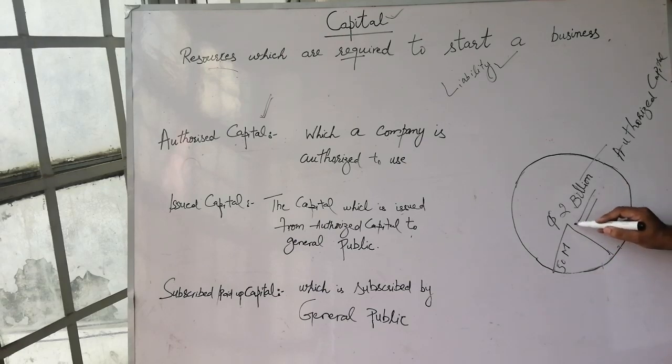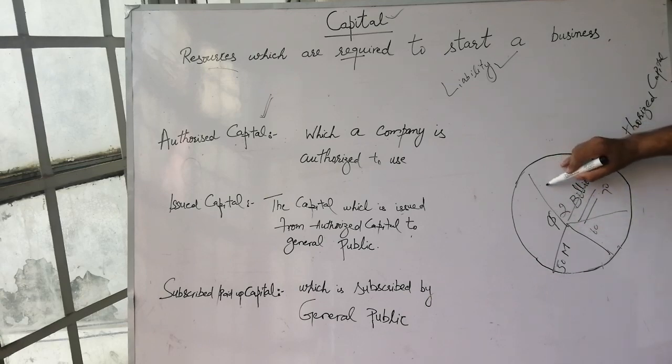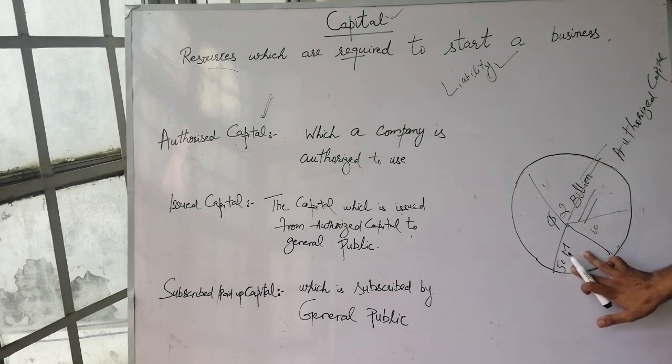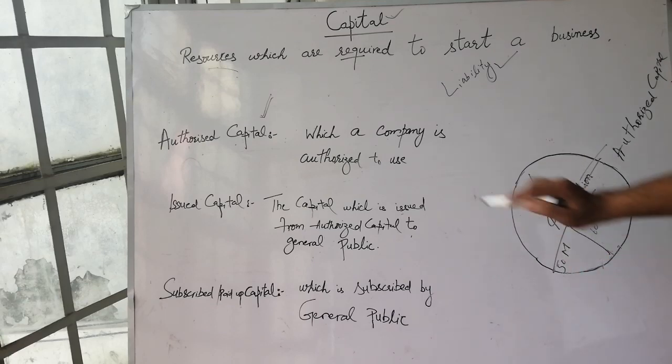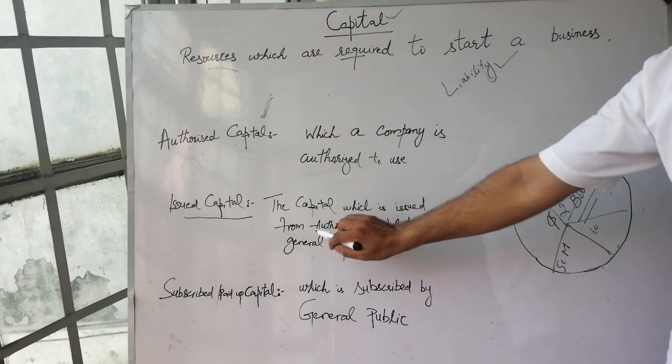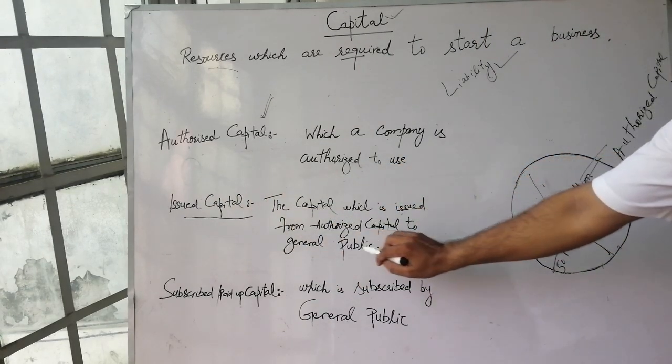When it expands its business, it might issue 60 million. After 5 years it will issue 70 million. After 10 years it will issue 80 million. So whenever it requires, it can issue from its whole limit of 2 billion, and this is the part of its authorized capital. The issued capital is the part of the authorized capital which is issued to the general public.